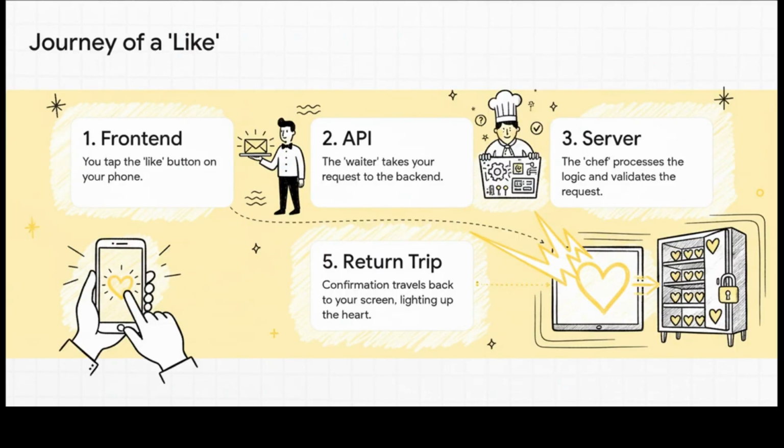So let's put it all together. Let's trace that whole journey one more time, super fast. You tap the button. The API waiter grabs the request. The server chef thinks about it and says, okay. The database pantry stores the new like, and then a little confirmation message travels that entire route back, through the server, through the API, all the way to your phone to light up that heart. And the craziest part, this entire round trip happens in, like, milliseconds, faster than you can blink.